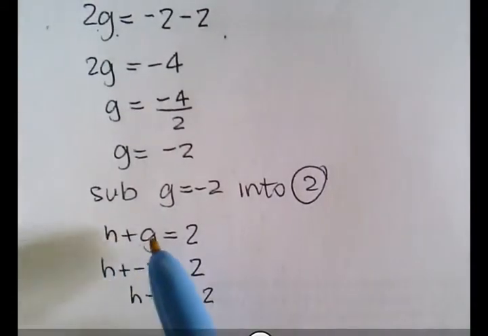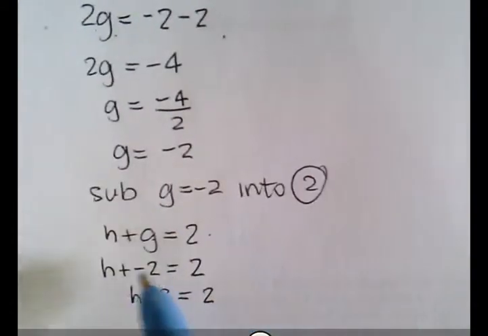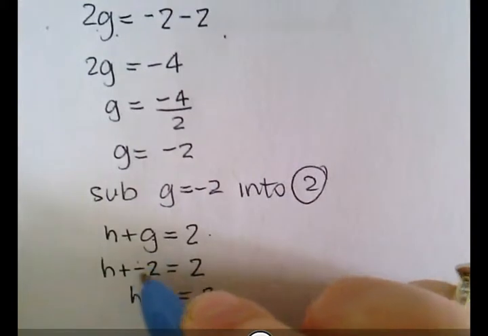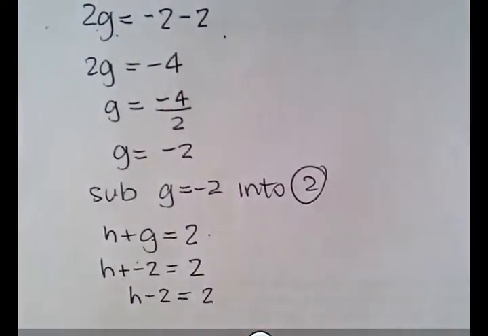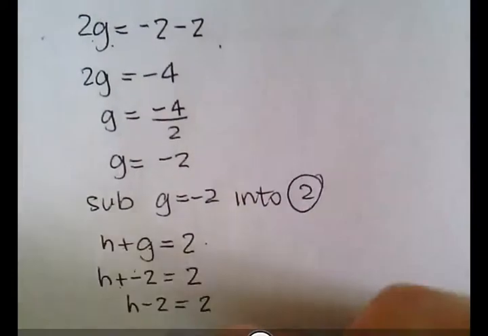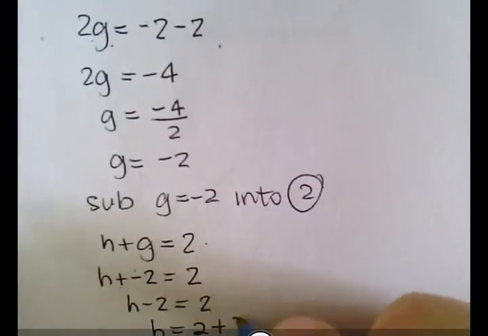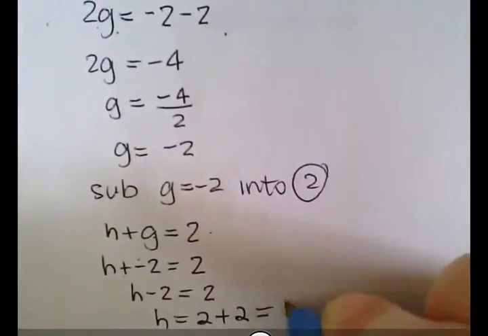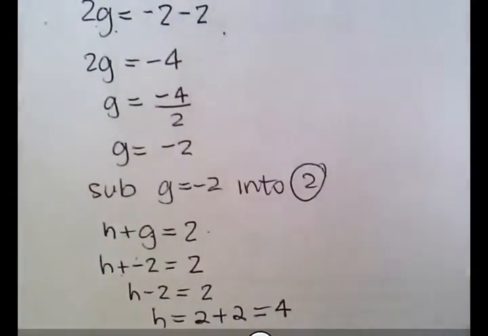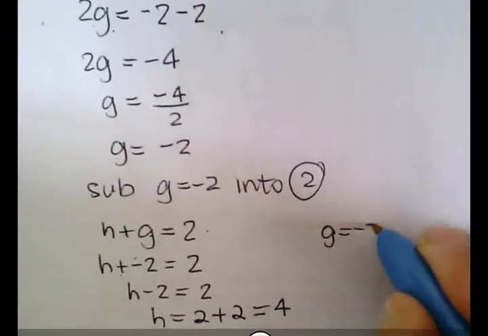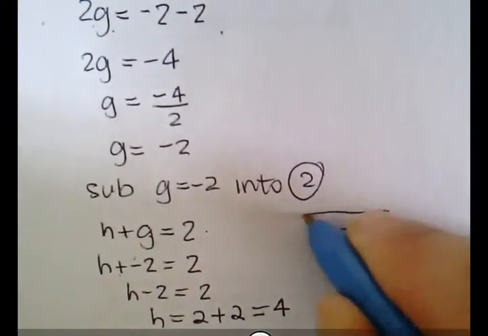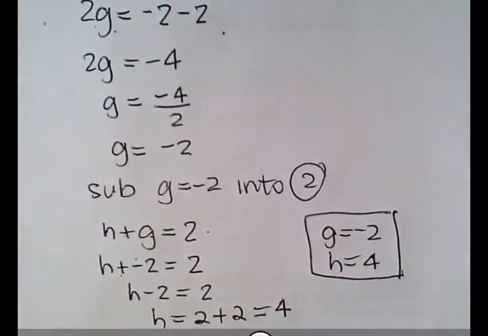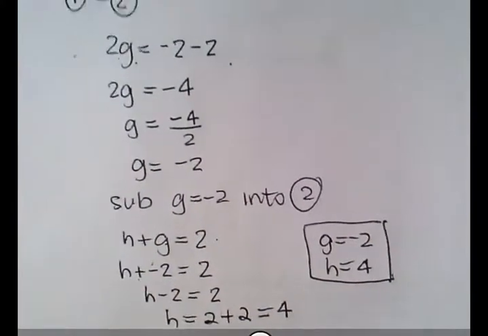That's what I'm really saying, because it was h plus g is 2. What is g? It's -2. h plus -2, when you see a plus and a minus next to each other, you write them as a minus. And so therefore h is 2 plus 2, which is 4. Okay, so your answer is g is -2, h is 4. Now I'll let you write that out.